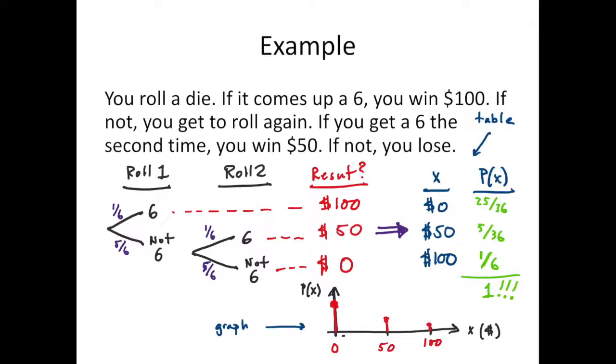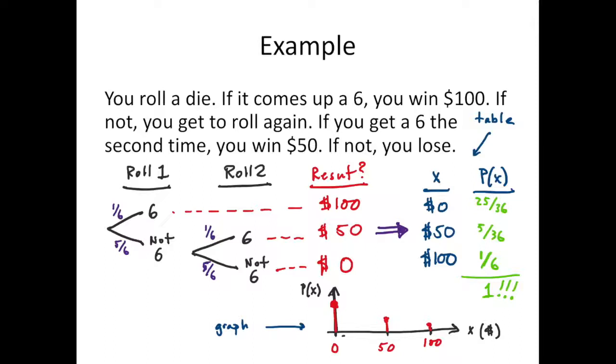And now each path through that tree diagram from the very start to the end of a path is going to give me a different result. In this case, the upper path, just getting a 6 gets me $100. Getting not a 6 and then a 6 is $50. Not a 6 and not a 6 is $0. All right, so those are my 3 outcomes.